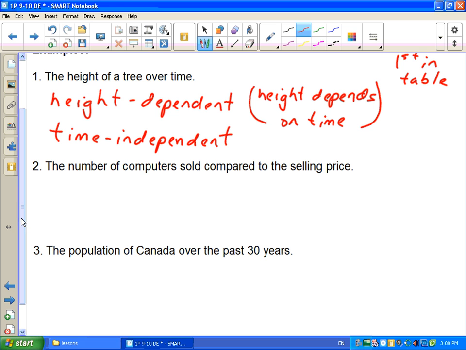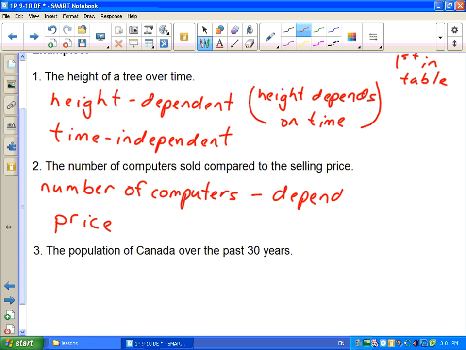Number of computers sold compared to the selling price. We're looking at number of computers as our one variable. Our other variable is going to be the price. And we ask ourselves, does the number of computers that we sell depend on the price, or does the price depend on the number of computers that we sell? Well, I think it makes more sense to say that the number sold is going to depend on the price. So that makes the number of computers the dependent variable, and the price the independent variable.